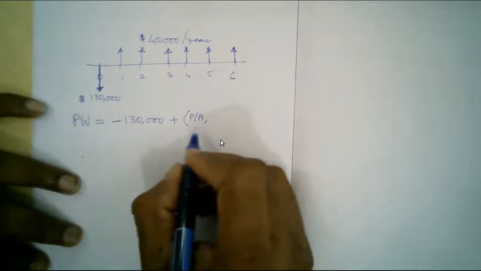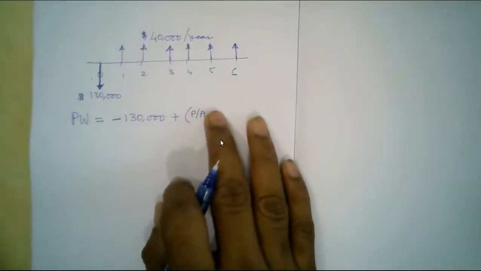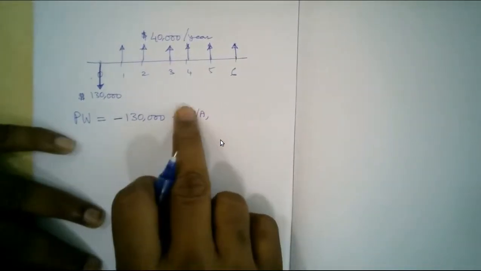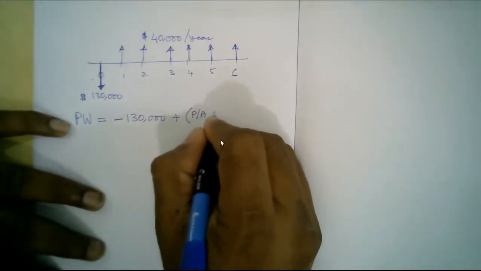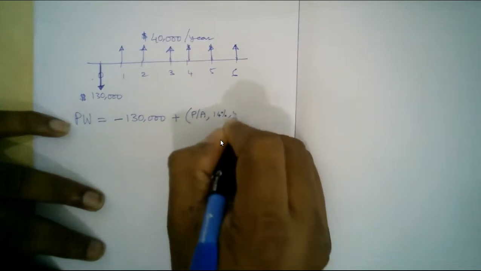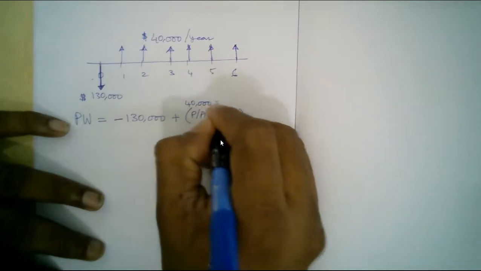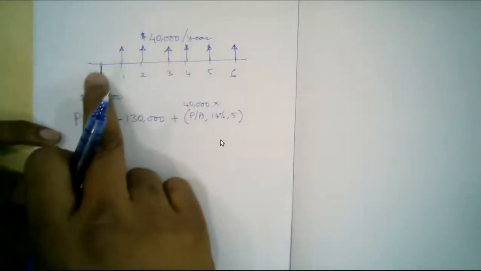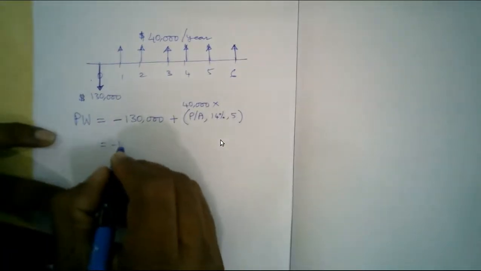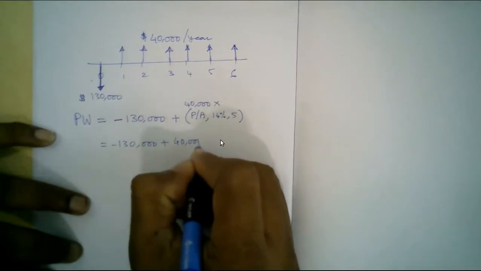Okay, so this is just referring to the table. I'll show you. So this is the table that we have, the P by A table. I'll show that later. So given the value of A, find what is the present worth. Okay, so P by A, and the interest rate is 14%, and the years is 6 years. And what is the amount we are getting? 40,000. Okay, so 40,000 multiplied by this factor. So this calculation will give me the present worth of this project. Okay, so minus 130 plus 40,000 multiplied by.